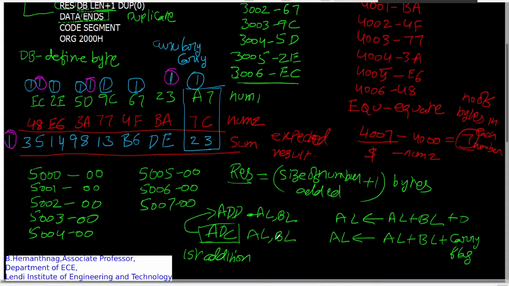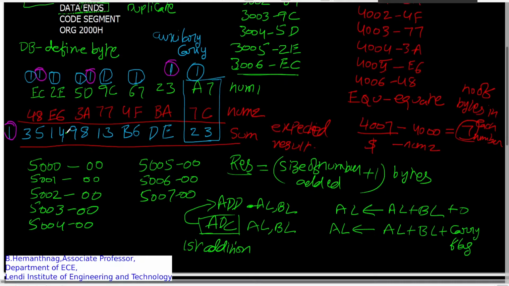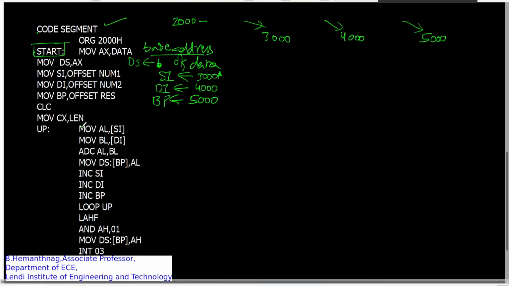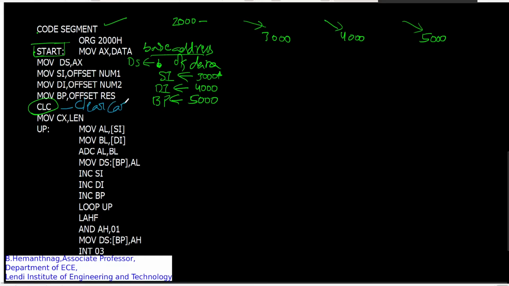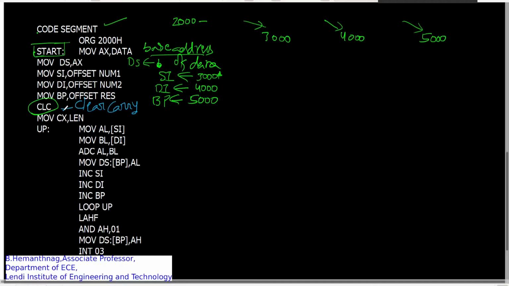So for the first addition, the carry flag should remain as 0, whereas for the further additions, the carry from the first addition will propagate to the second and so on. This is done by this instruction. CLC stands for clear carry. So for the first time, the carry flag will be 0.